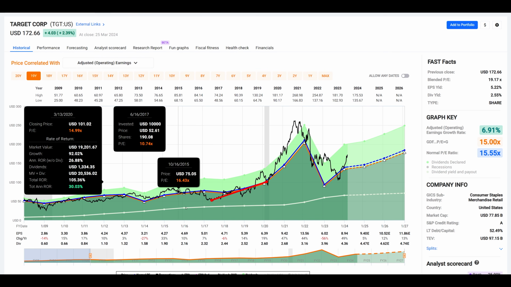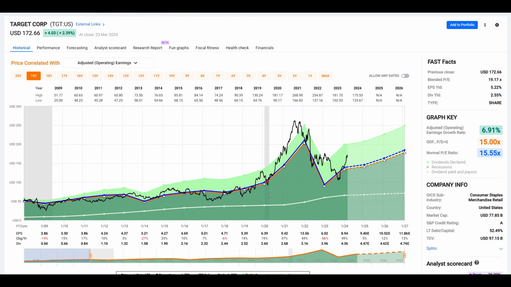The next line I want to add is the normal PE, as I mentioned. And I want you to note that the normal PE and the orange line PE ratio are almost superimposed here, or identical. In other words, a 15 PE ratio really would have served you extremely well as an investor in Target as a valuation reference, only wanting to buy the stock when it's below 15 and being reluctant to buy the stock when the PE was above 15.